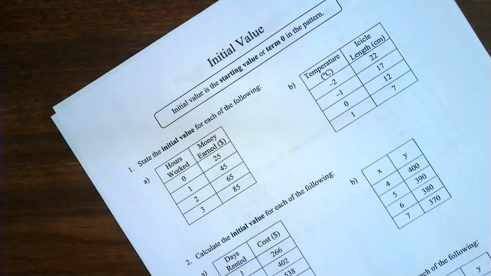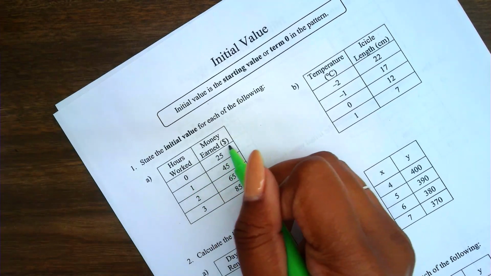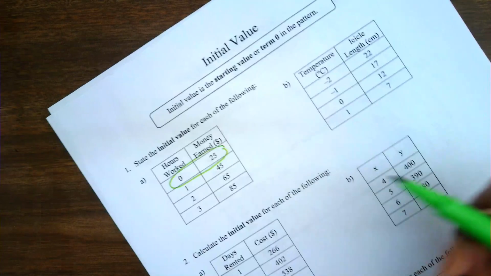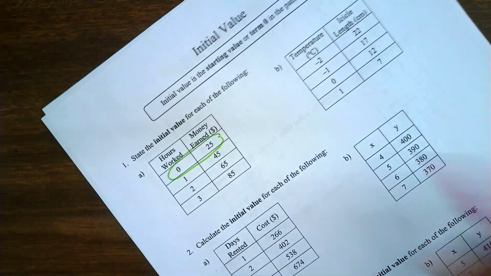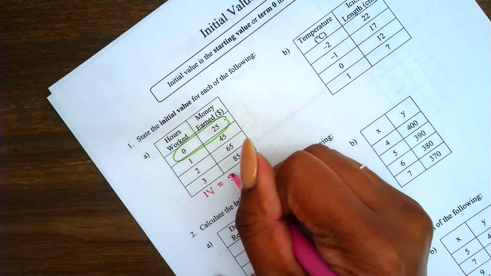So it says, state the initial value of each of the following. So here, before any hours were worked, I earned $25. So that's my initial value. So my initial value, which I can write as IV for short, is $25.